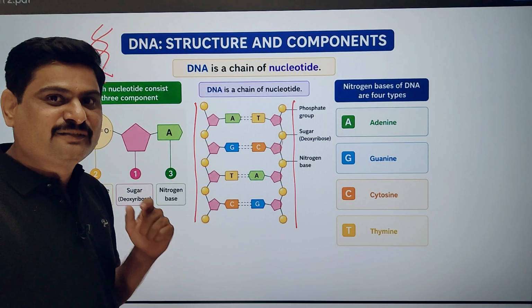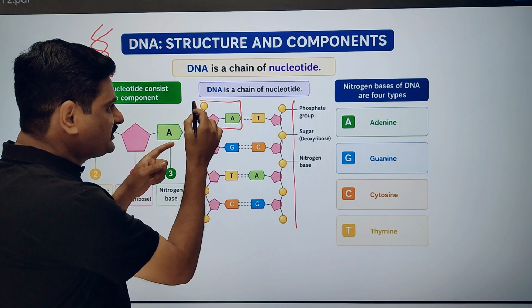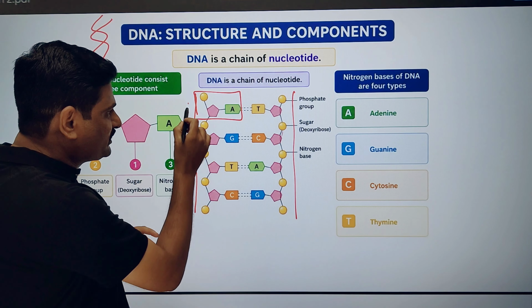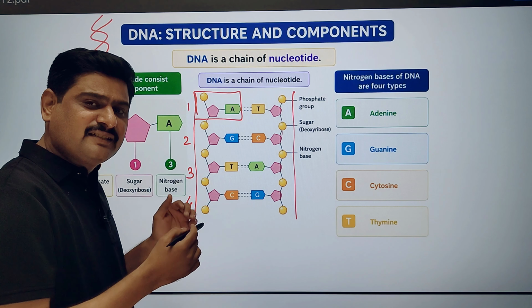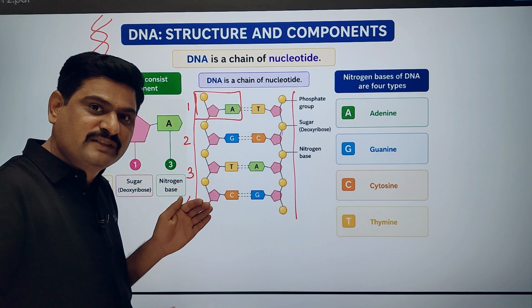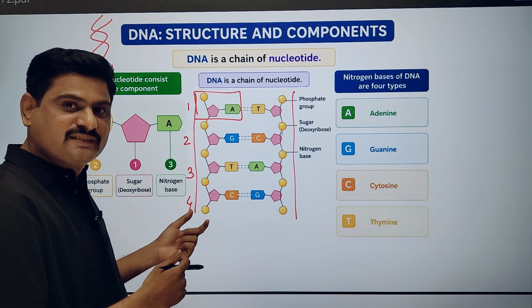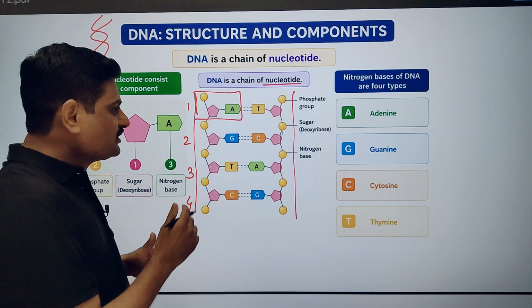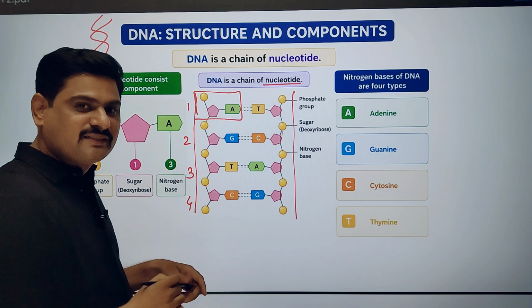If you observe carefully, each strand consists of repeating units. If you see here, this is one unit. Somewhat the same unit you will find below that. So this is the first unit, this is second, third, fourth. Like that many small repeating units make one strand of DNA. So what are these repeating units? These repeating units are called nucleotides. So this is your first nucleotide, this is second nucleotide, third nucleotide.